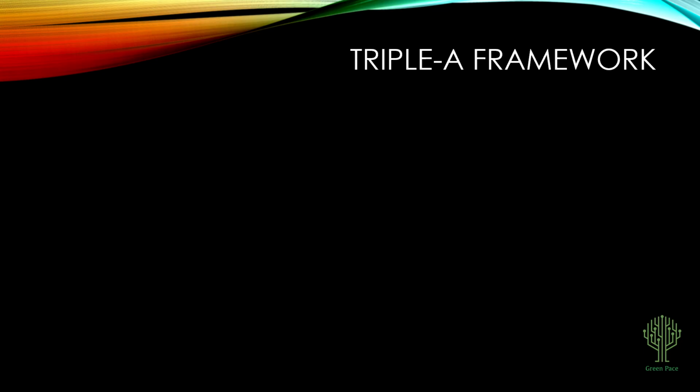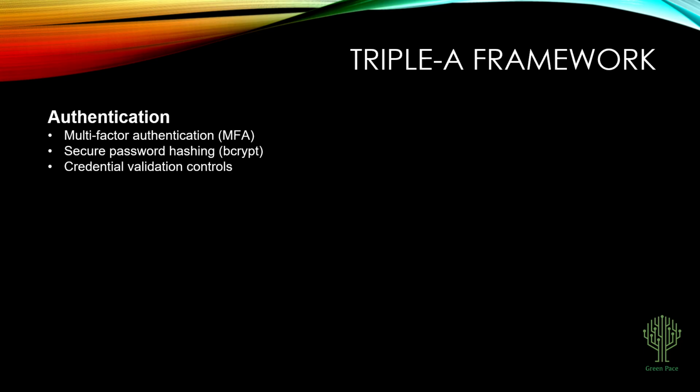This slide outlines the AAA framework, which stands for authentication, authorization, and accounting. These 3 components work together to control and monitor system access. Authentication verifies a user's identity. In this policy, authentication is strengthened through multi-factor authentication and secure password hashing using bcrypt. These controls significantly reduce the risk of credential compromise and unauthorized access.